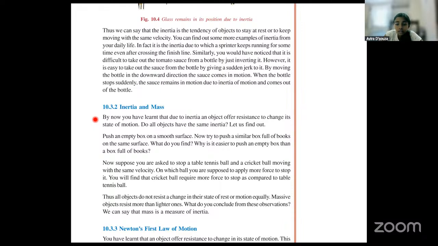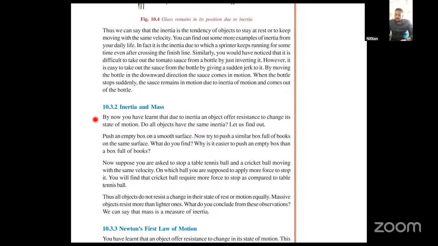Thus, all objects do not resist a change in their state of rest or motion equally. Massive objects resist more than lighter ones. What do you conclude from these observations? We can say that mass is a measure of inertia.